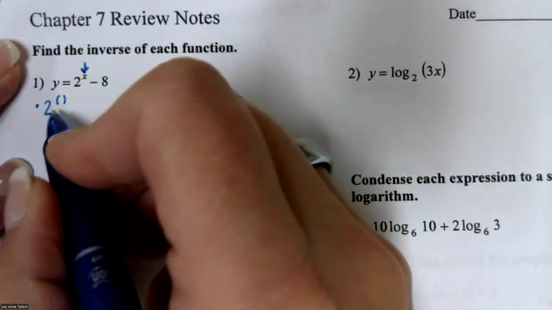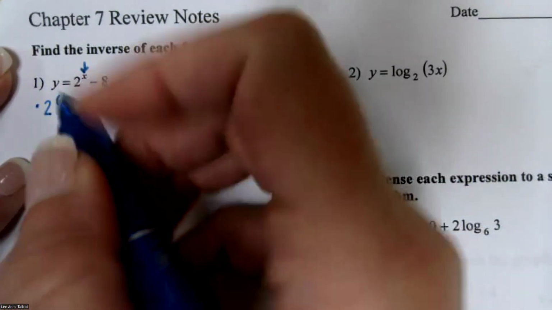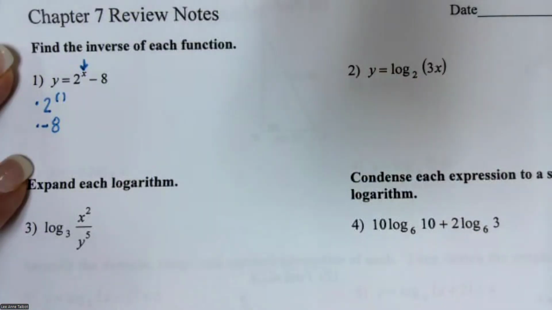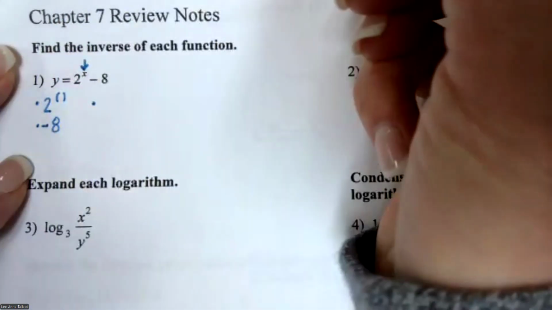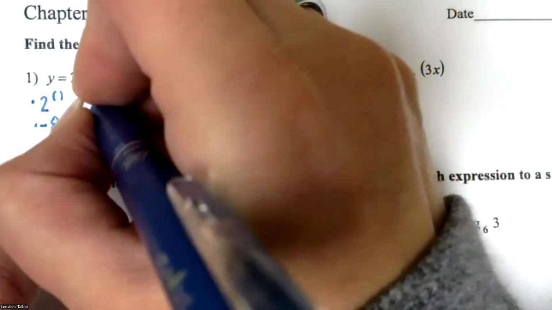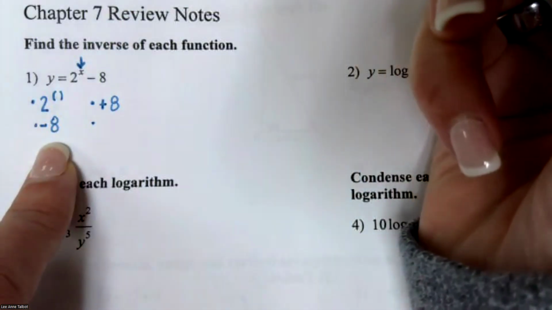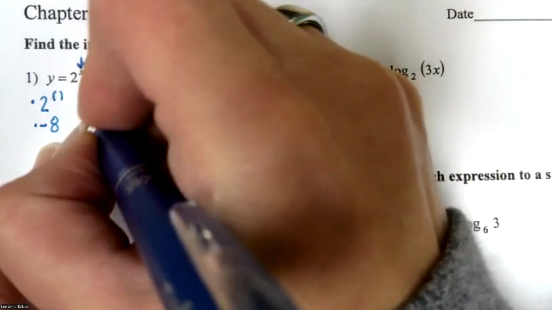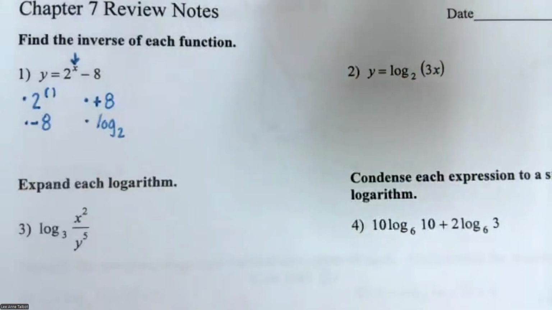Okay, so the first step would be 2 to the power, and the second step would be -8. And then for inverses, you want to undo the last thing first. So add 8. And then what is the inverse of 2 to the power? Log base 2. Great.